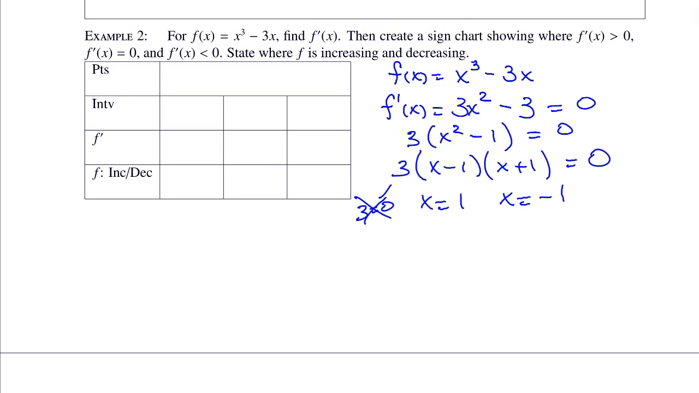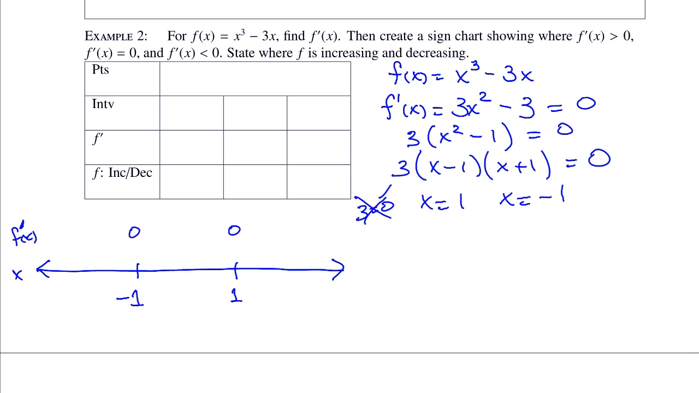Now we could go ahead and make the sign chart on the number line like we've done before. Here's the x, and then here's the f prime of x. The two points we need to mark are negative 1 and positive 1. We're measuring the first derivative, and the first derivative is 0 at both negative 1 and positive 1.